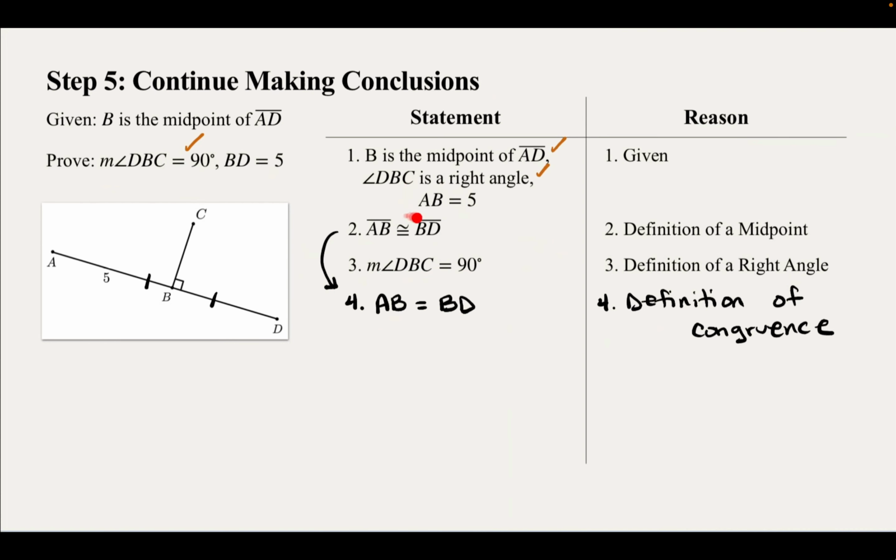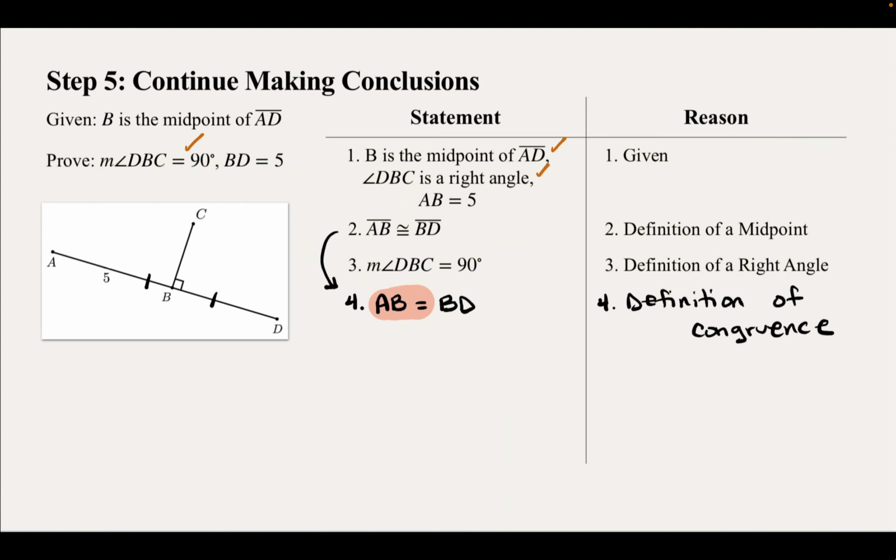I have AB equals 5 here. That is referring to the length. I want BD equals 5. Again, that's referring to the length. I know that these segments are congruent. That doesn't give me a statement about length. This tells me a statement about congruence. So I have to take a step and convert it into length so that it matches up exactly with what I want.